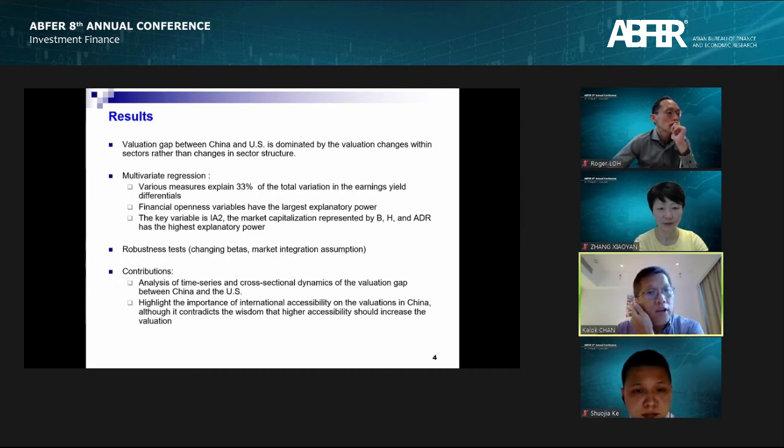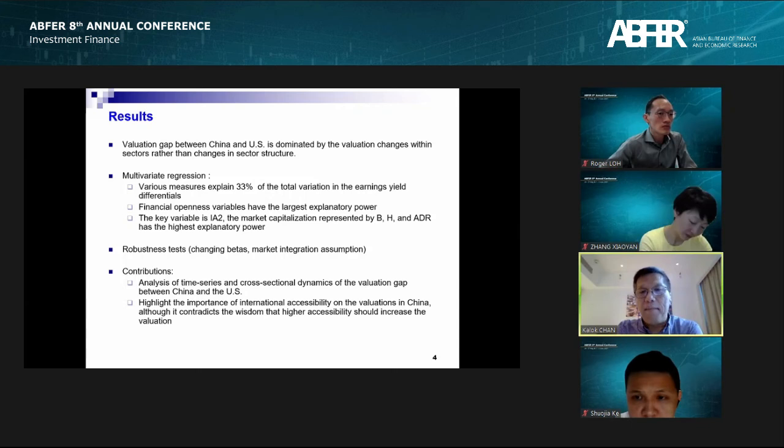They've done a bunch of robustness tests. And overall, I think this paper makes an important contribution, as it represents a comprehensive analysis of time series and cross-sectional dynamics of the valuation gap between China and US, and highlights the importance of international accessibility on the valuation in China. Although, again, it does contradict our conventional wisdom that higher accessibility should increase the valuation.